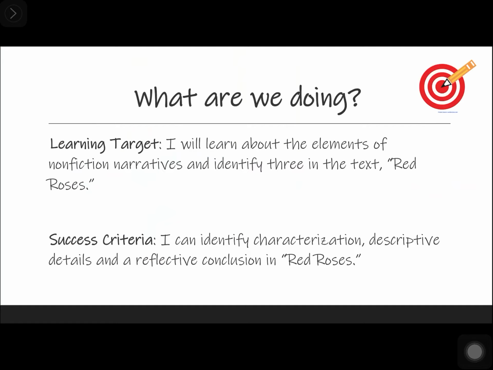So what are we doing today? Well, we're going to learn to identify the elements of nonfiction narratives and identify 3 of them in the text Red Roses. Success criteria. Well, you're going to know you're successful if you can identify characterization, descriptive details, and a reflective conclusion in Red Roses. And I'm sure some of you right now are saying, I don't know what that means, but that's what we're going to learn today. So by the end of this, you will know.